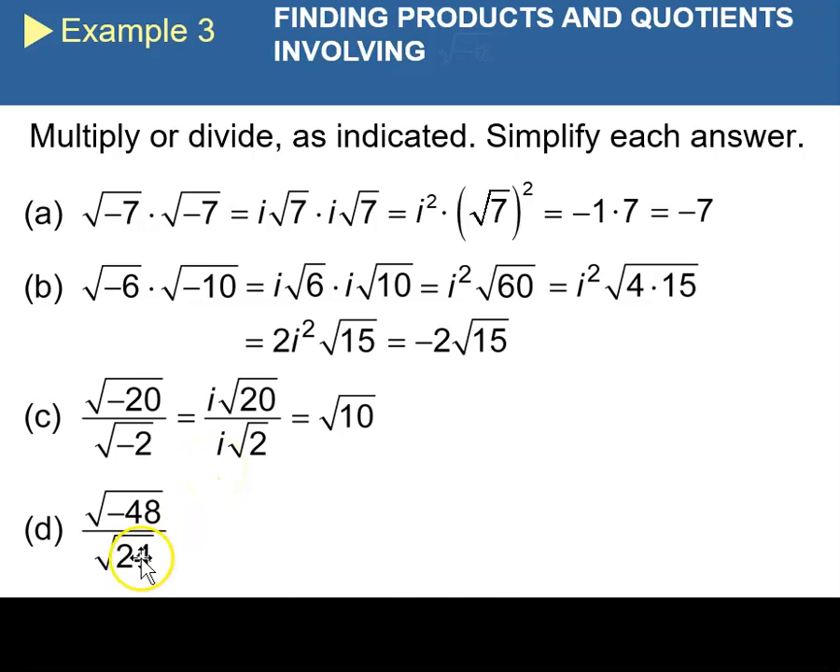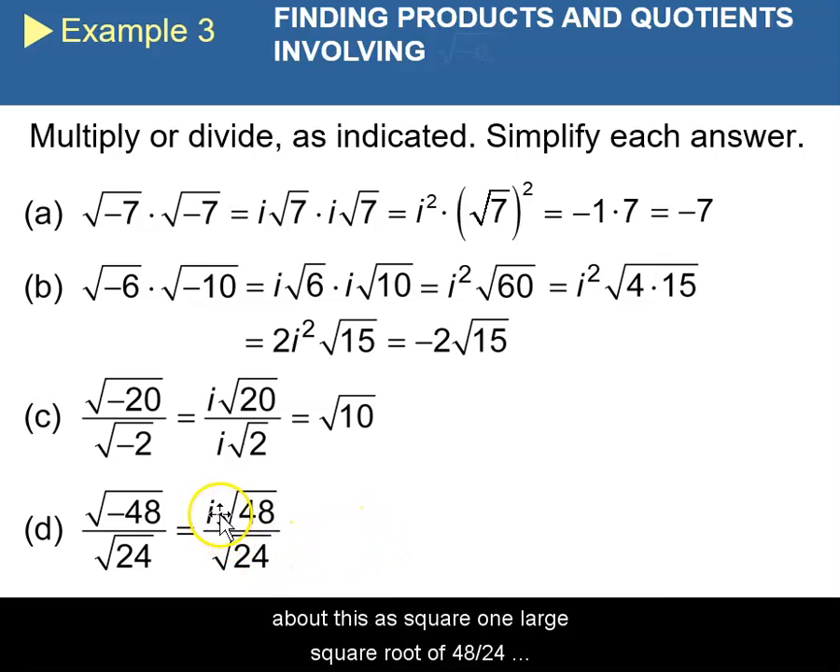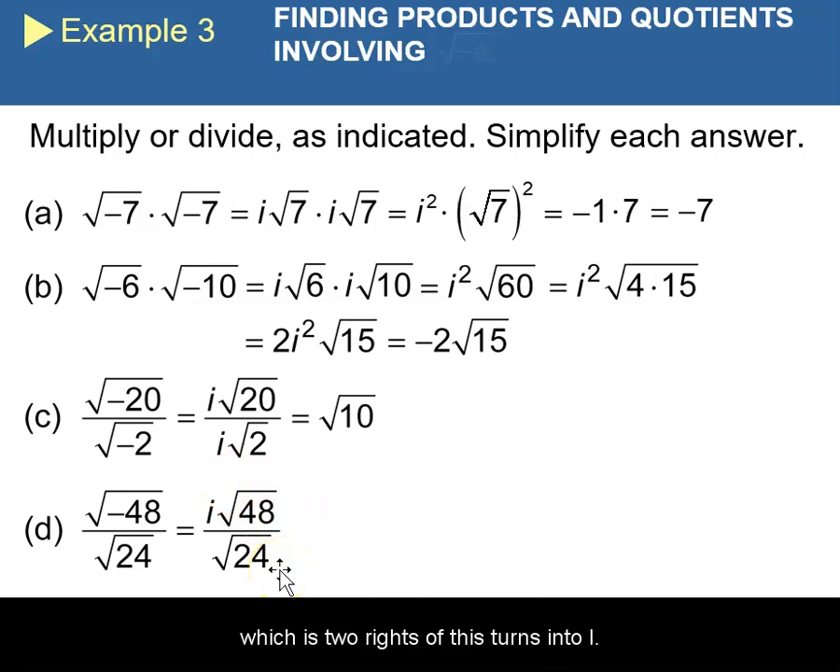Okay. So here I need to pull out the i first, okay, and then I can think about this as one large square root of 48 over 24, which is 2, right? So this turns into i root 2.